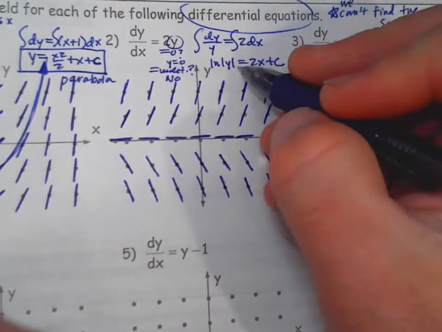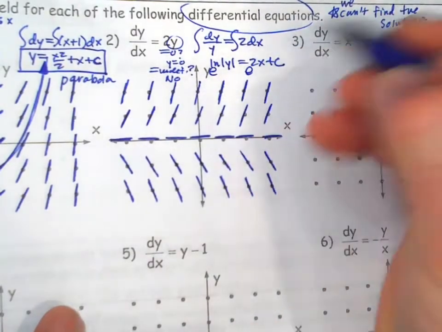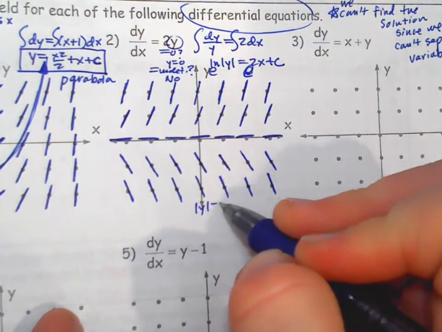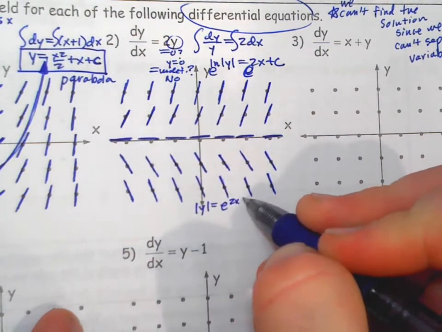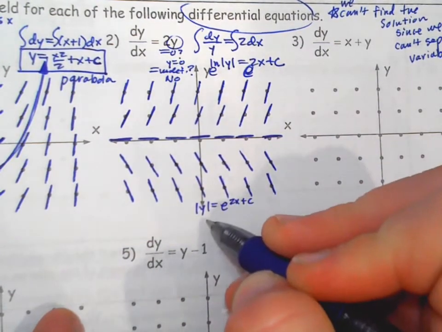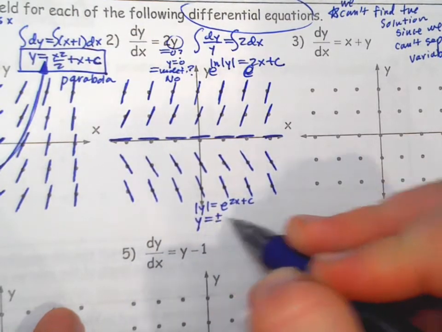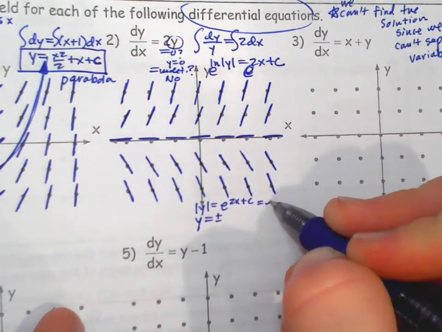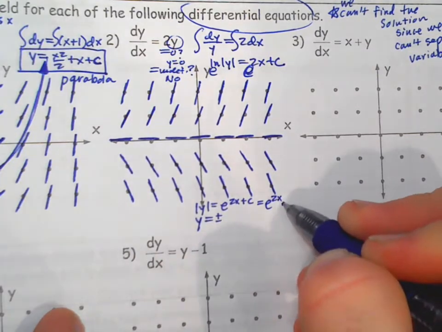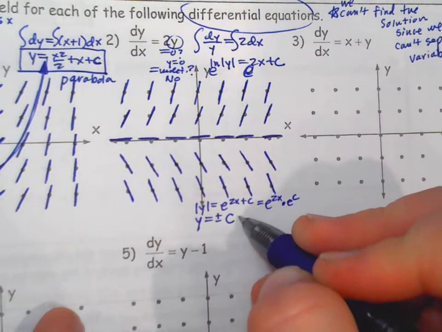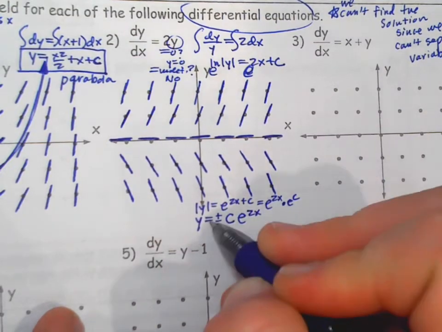So let's finish solving. Got to exponentiate both sides, right? And that would give you absolute value of y equals e to the 2x plus c. And then you could get rid of the absolute value by doing plus or minus. Now, rules of exponents say that you could break this apart like that, and e to the c is just some new constant, which I'll just put out in front. And this is your solution.